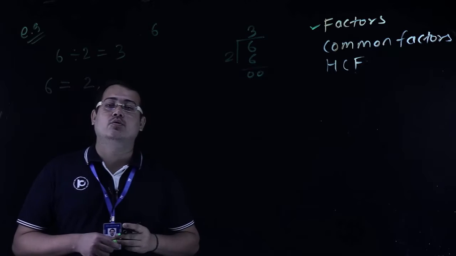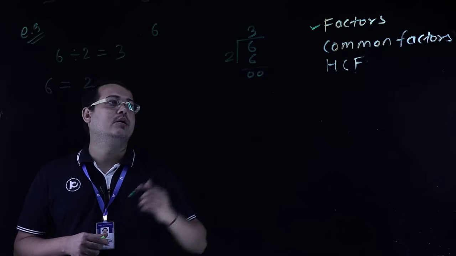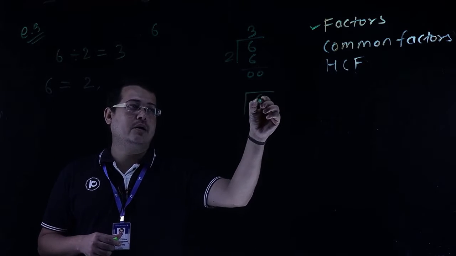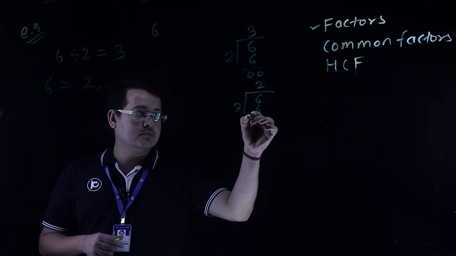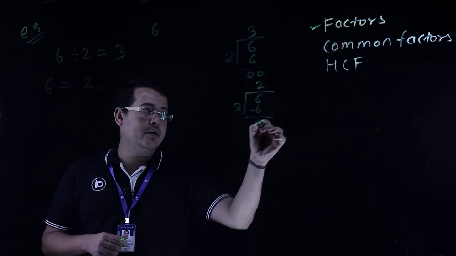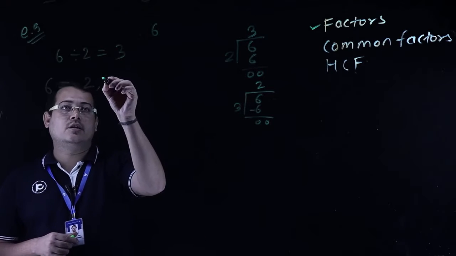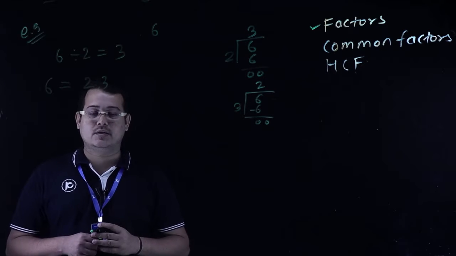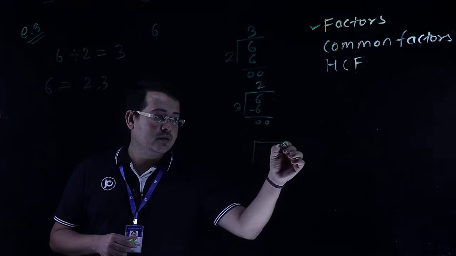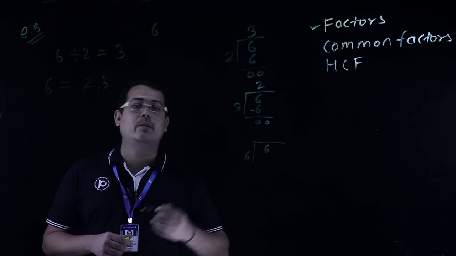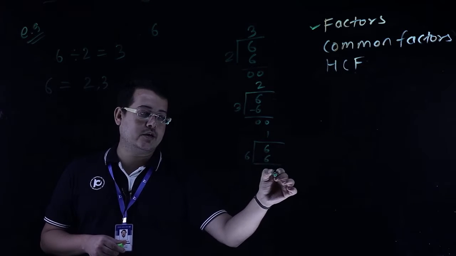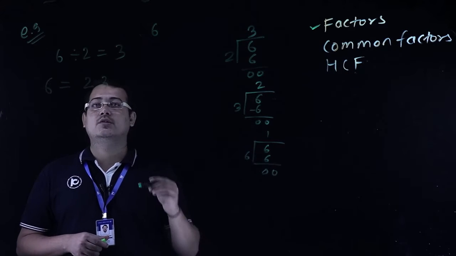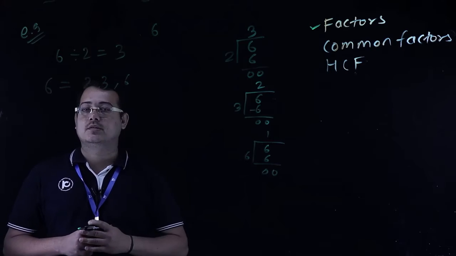But as you know, 6 is not only divisible by 2, 6 is also divisible by 3. 3 2s are 6. Again we are not getting any remainder. So I can say 3 is also a factor of 6. Moving ahead, 6 is also divisible by the number 6. 6 1s are 6. As you can see, number 6 is also a factor of 6.